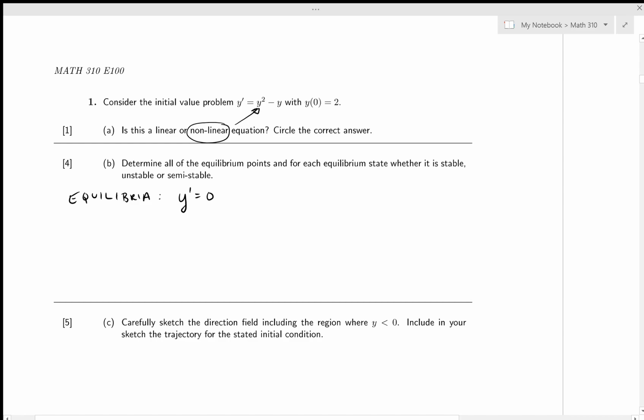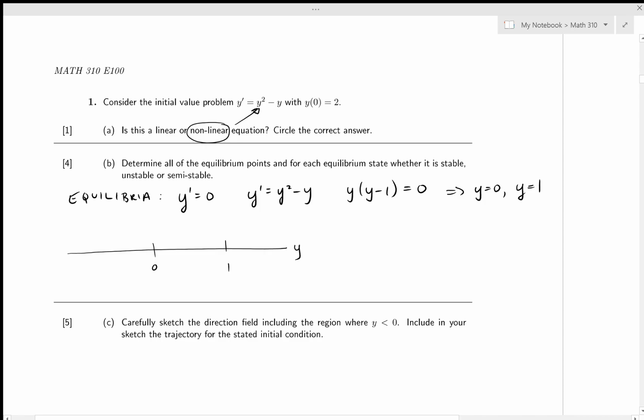In this question, the derivative is y squared minus y. So the derivative will be 0 when y times (y minus 1) is equal to 0. That implies there are two possibilities for y, 0 and 1. Those are the equilibrium points. Now the question is whether those are stable, unstable, or semi-stable. So I'm going to draw a line, and indicate here, this is y, so this is 0 and 1.